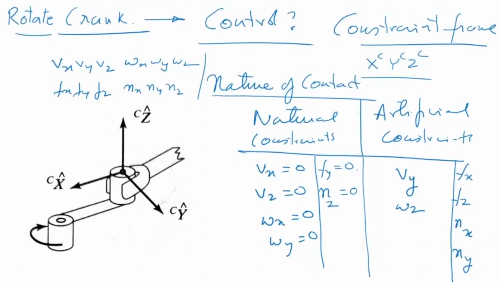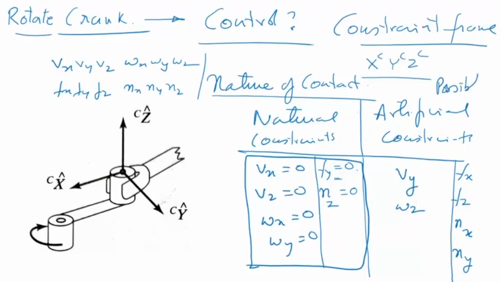Now to perform this task, we are seeing that natural constraints are here, and there is nothing you can do about them. They are all equal to 0. That means if you want to have a moment of force in the y direction of having some magnitude, it's not possible, because this is a natural constraint. Whereas on the other side, if you're looking at the artificial constraints, these are constraints which are possible.